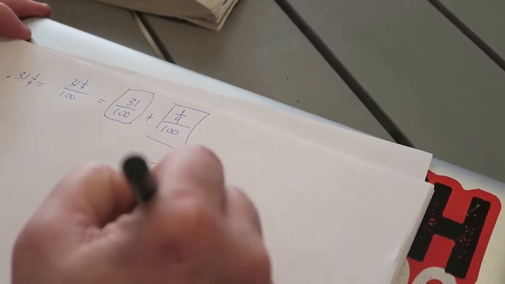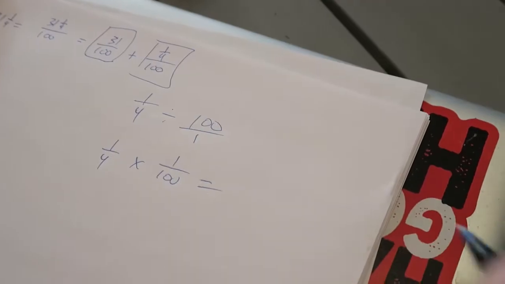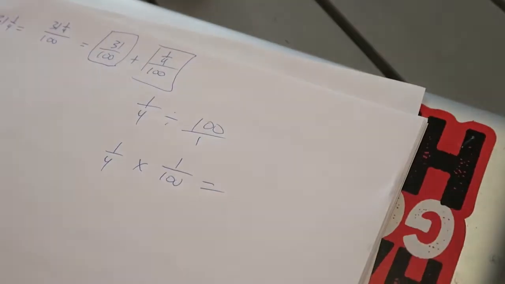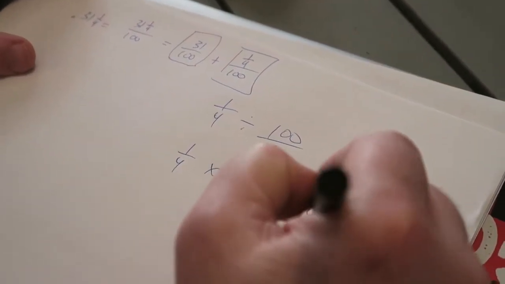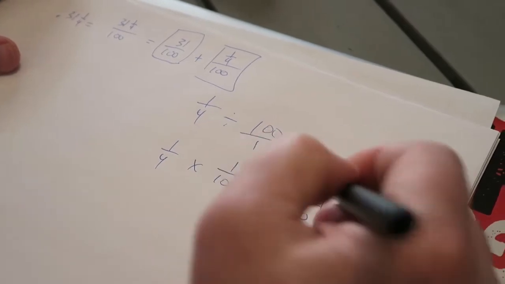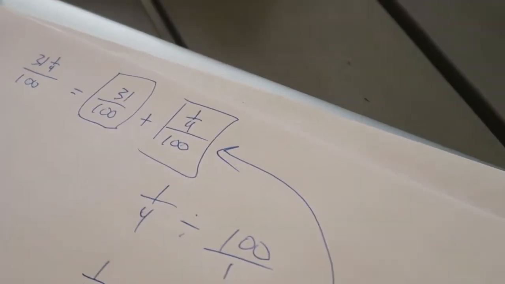So you take 1/4 times, and then you flip this one. You only flip the second one. If you flip them both, you get the same thing you started with. Just flip it and multiply. So now what does this equal? That would be 1 over 400. So now this is the same as that, right? We've just simplified this into a better fraction.